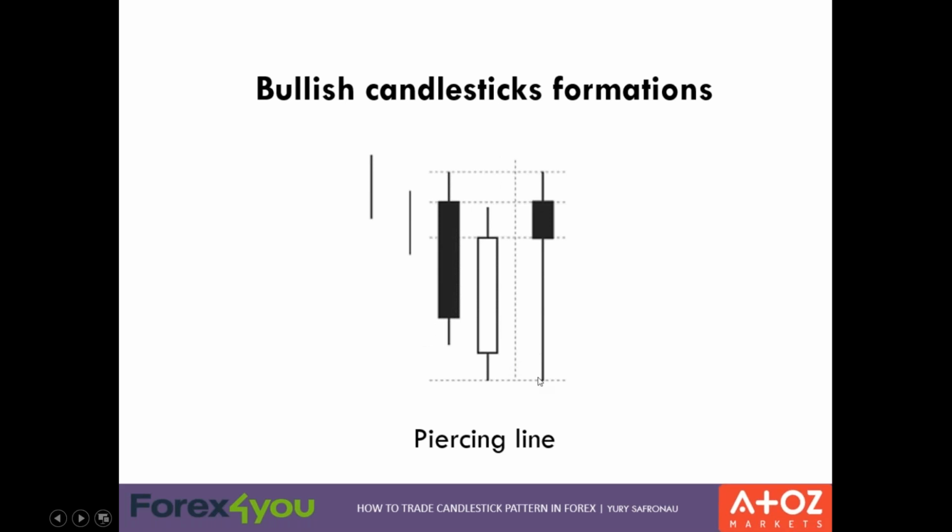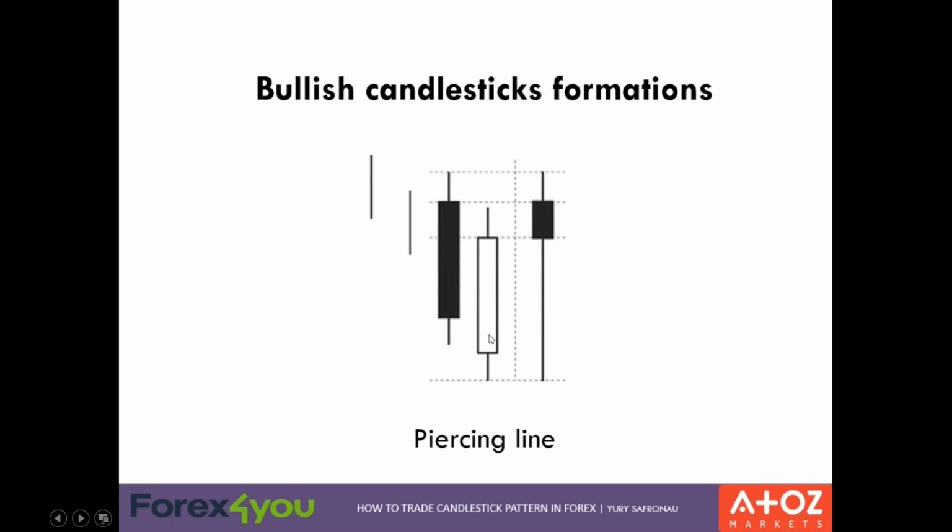So the next pattern is called piercing lines. The piercing line pattern consists of two candles, the bearish one with a long body and small tail, and the bullish one with a long body and small tail. What you see here on this slide is that there was a preceding bearish trend, but then a big sharp white candle appeared.